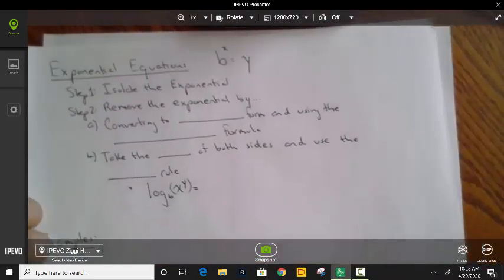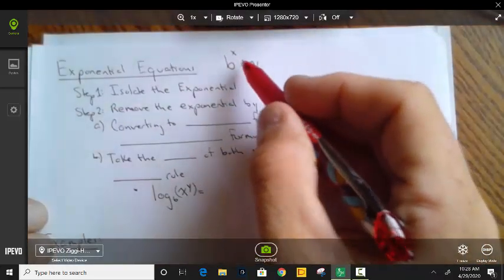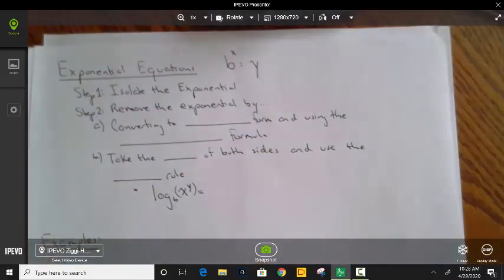So this is going to be b to the x equals y, where x, our variable, is an exponent, which is what makes it an exponential equation. And like I said, guys, you'll see that this is very similar to what we just did with logarithmic. So step 1 is going to be to isolate the exponential, get it by itself, and we'll go over that when we do an example.